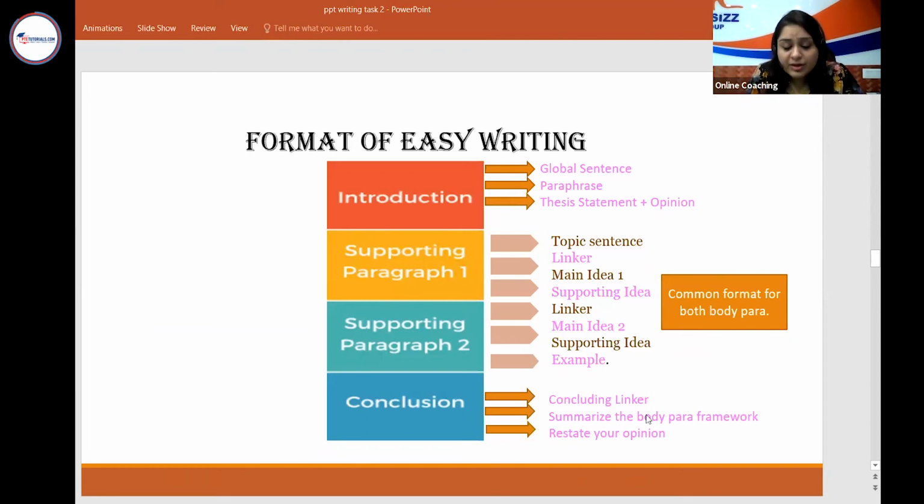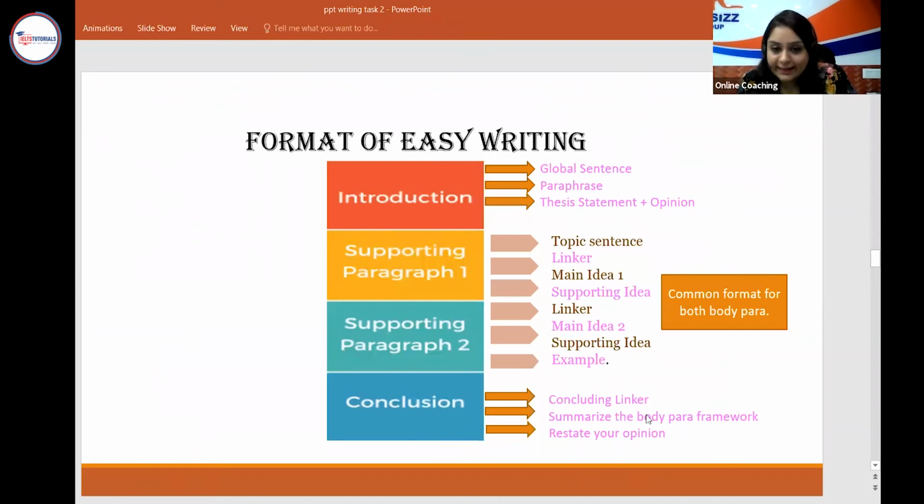Elaboration is very important. After writing main idea 1, you have to elaborate it with the supporting idea. You have to support that idea, that is, why and how it is available to you at any point of time, right? So main idea plus supporting idea. Then you have to add a linker again, because after supporting your idea number 1, you have to add a linker.